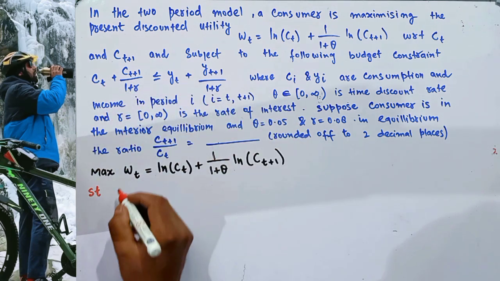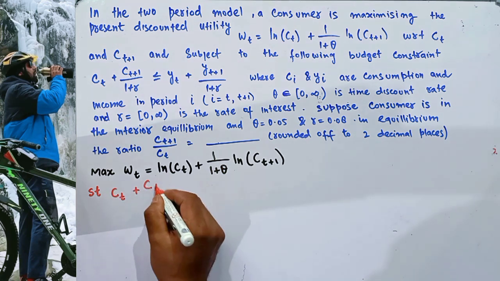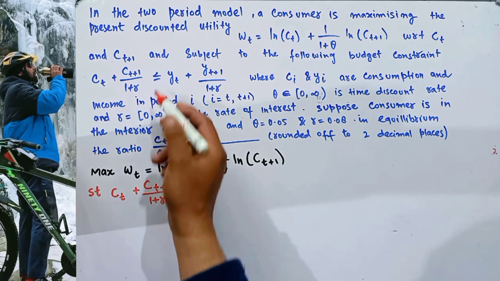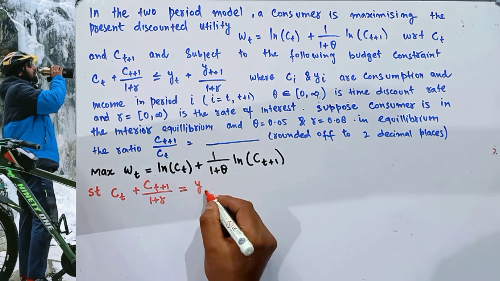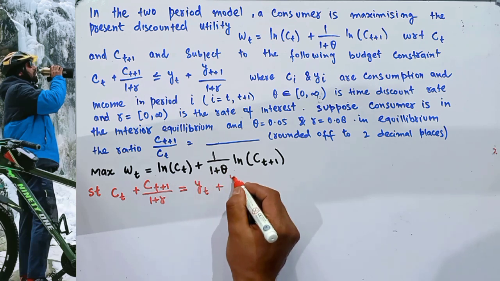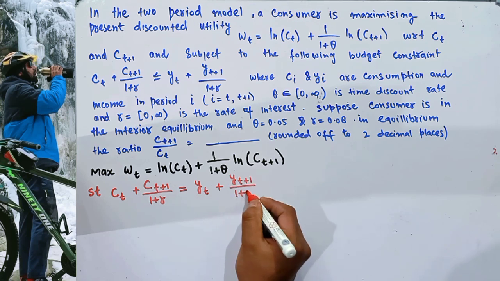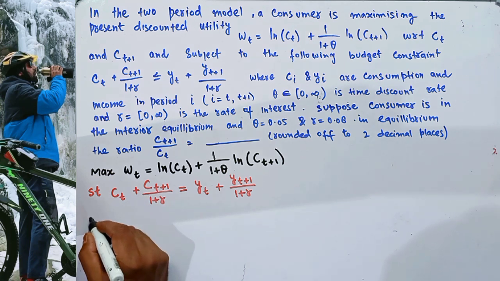This is our budget constraint, that is C_T plus C_{T+1} divided by 1 plus R should be less than or equal to, let us write it with an equality sign here. We have the current consumption plus future consumption discounted at 1 plus R, that is the rate of interest. Maximize this subject to this intertemporal budget constraint. So let's form the Lagrange function first.